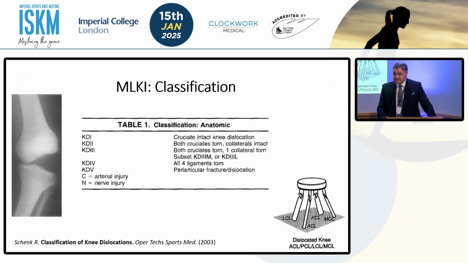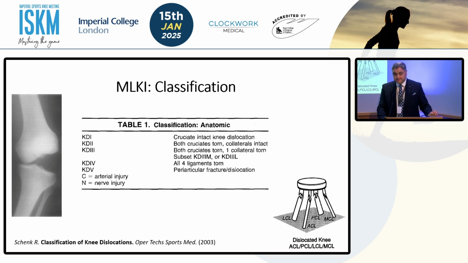Now, classification systems are good if they are reproducible, easy to remember, and help inform treatment decision-making. The most commonly quoted classification for knee dislocations is that of Schenck. This is almost 20 years old now, but it's still commonly referred to in the literature. What is good about it is it includes all the ligaments, the ACL, PCL, and the collateral ligaments. It also includes that not just the ligaments get injured, sometimes with an associated fracture, and it includes arterial injuries and nerve injuries.